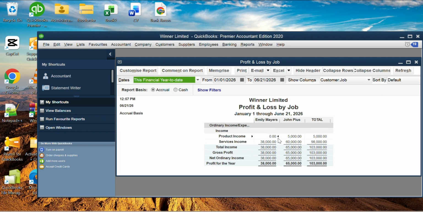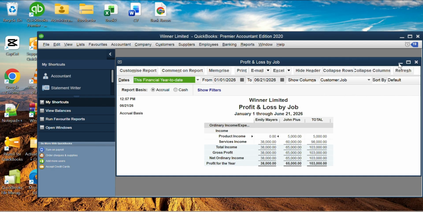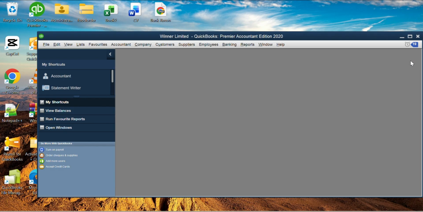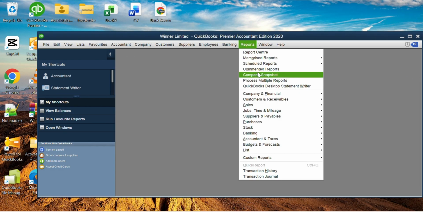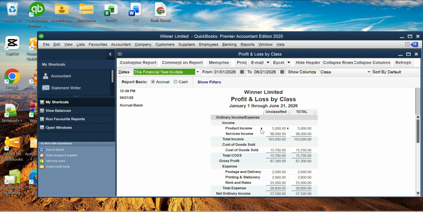You can also get from the reports profit and loss by job, according to what actually happened. You can see there, we have been given each individual customer who transacted with us, each and everything in detail. So you can use the reports in QuickBooks to make decisions.